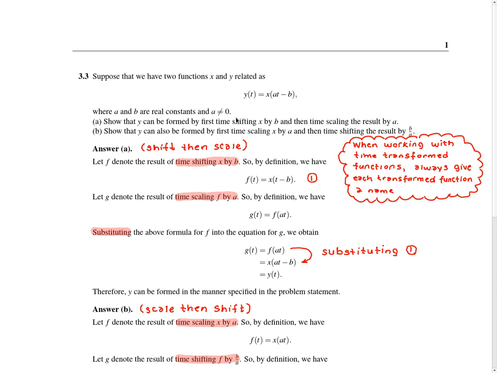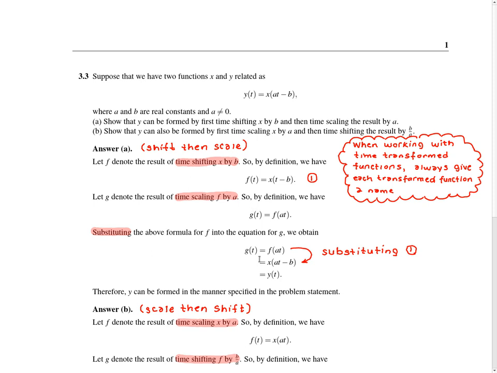So then, according to this rule up above here, after we've shifted our function x by b, it says then we scale the result by a. So I'm going to take my function f, and I'm going to apply a time scaling of a to this function. So that means I take the independent variable t and replace it by at, and I'm going to call this result g. So the claim that's essentially made here is that g should be equal to y, if the claim up above here in part A is true.